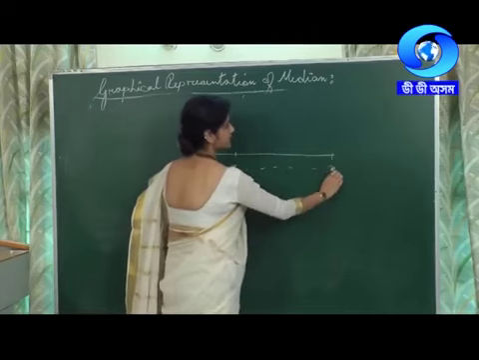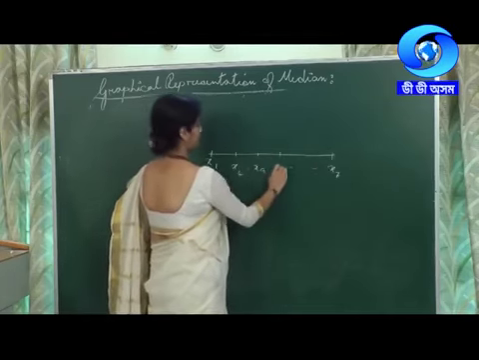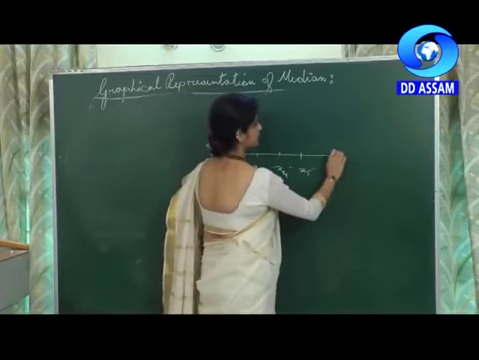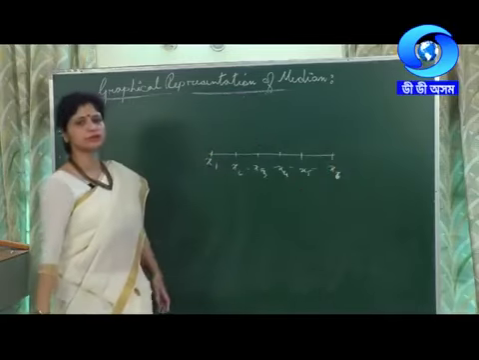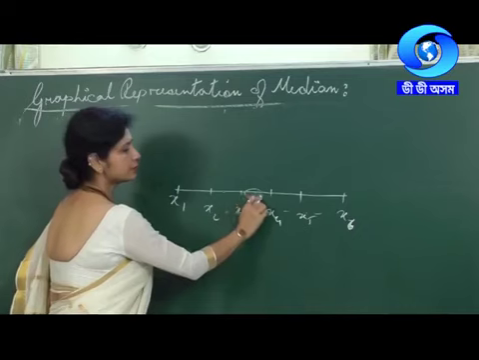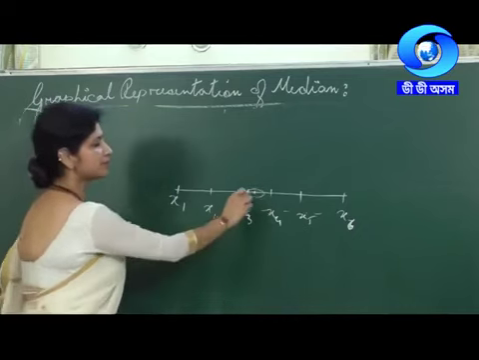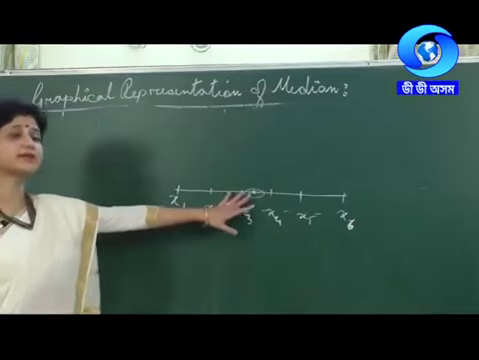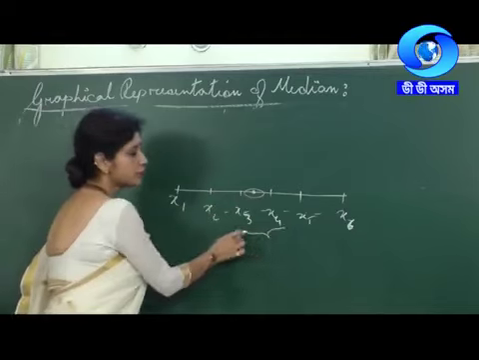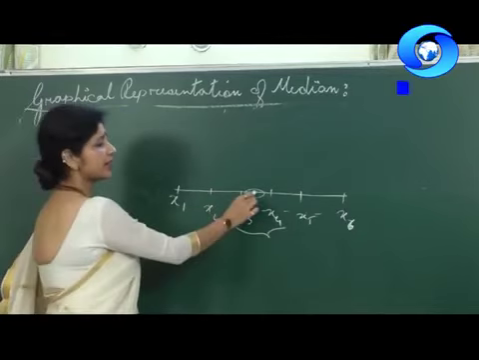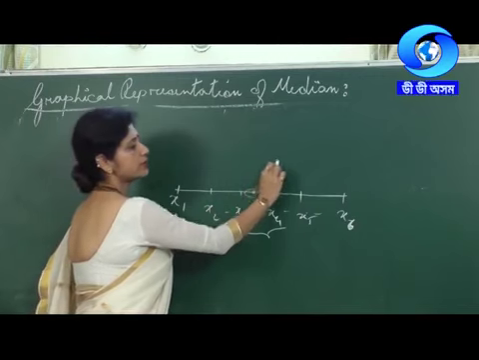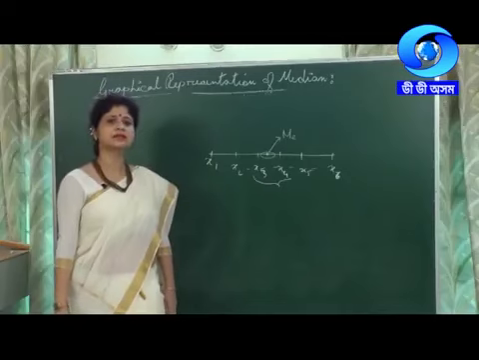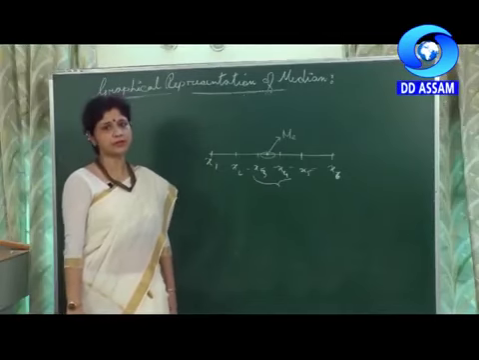Up to say x7, x4, x3, x4, x5, x6. There are 6 values and we want to find the median. So what happens? The position is somewhere here, but this particular value is nowhere given in the series. We have to calculate the arithmetic mean of the 2 values lying in the middle, and we will get a value over here which will be the median, which actually does not lie in the series. So this is considered to be a demerit of median.